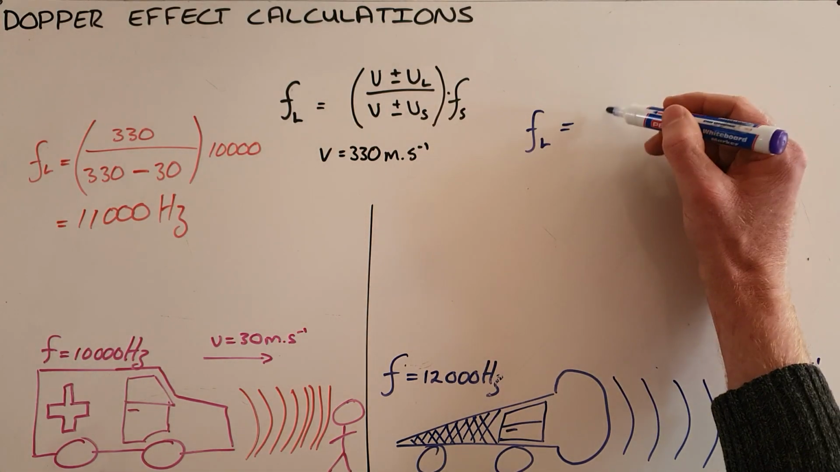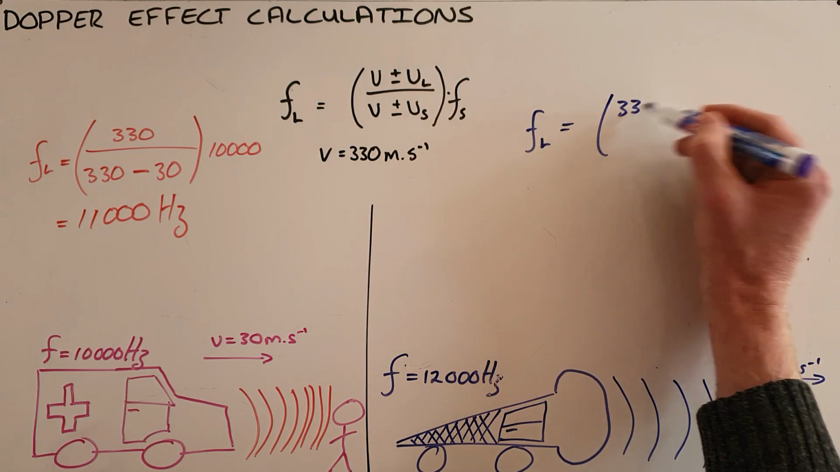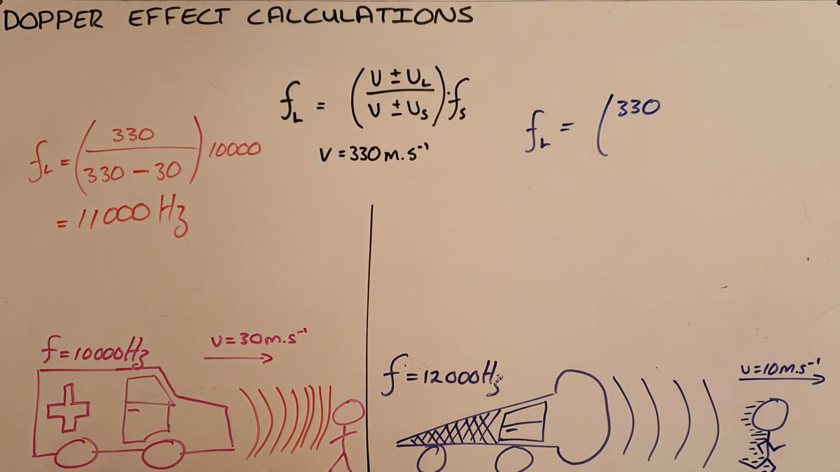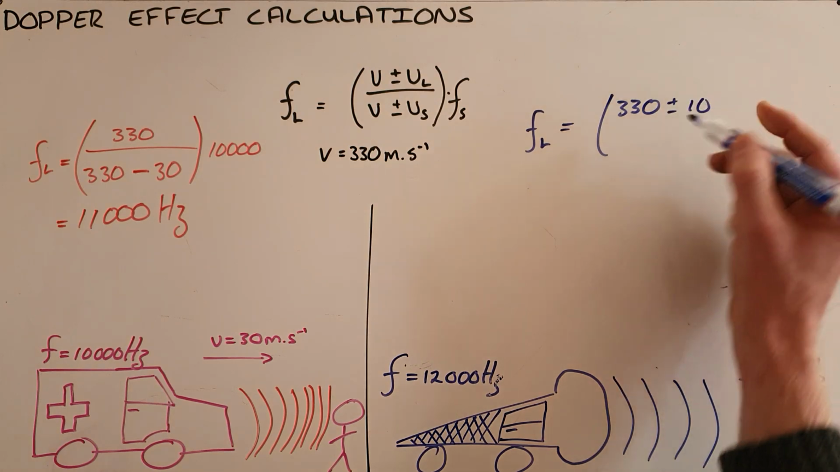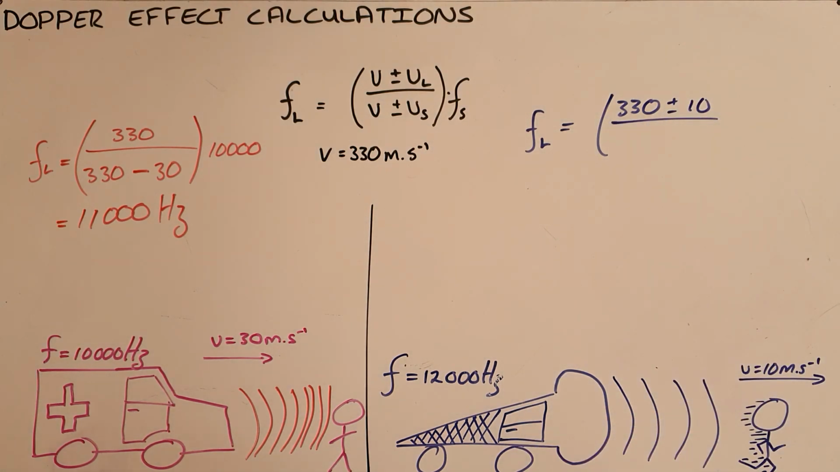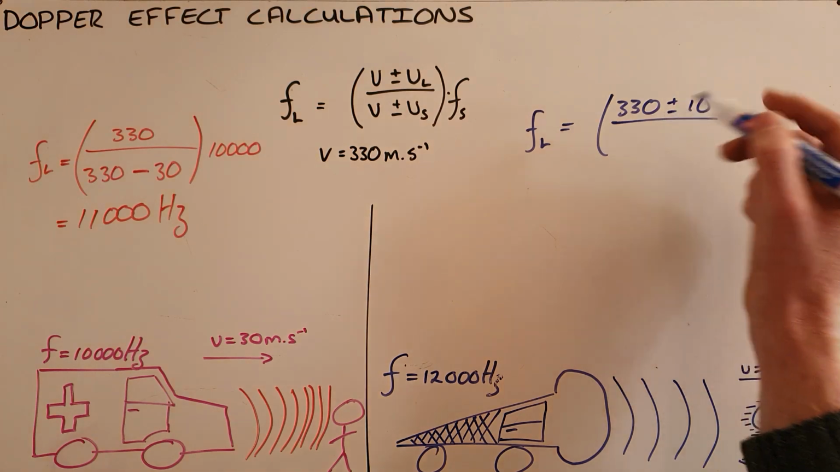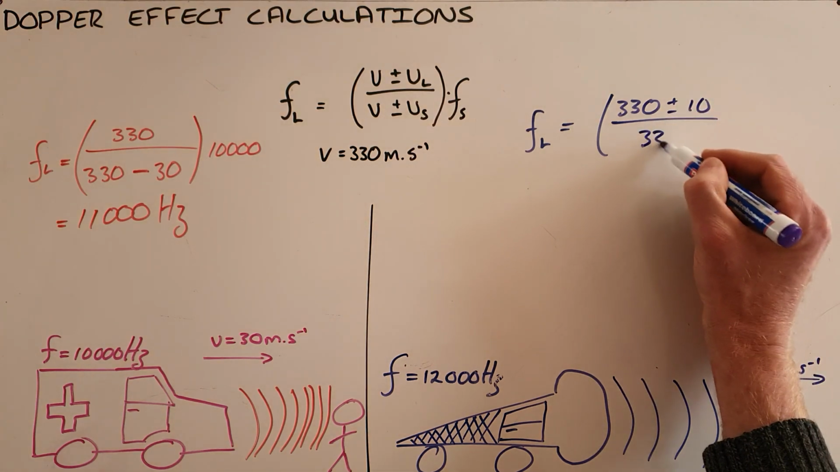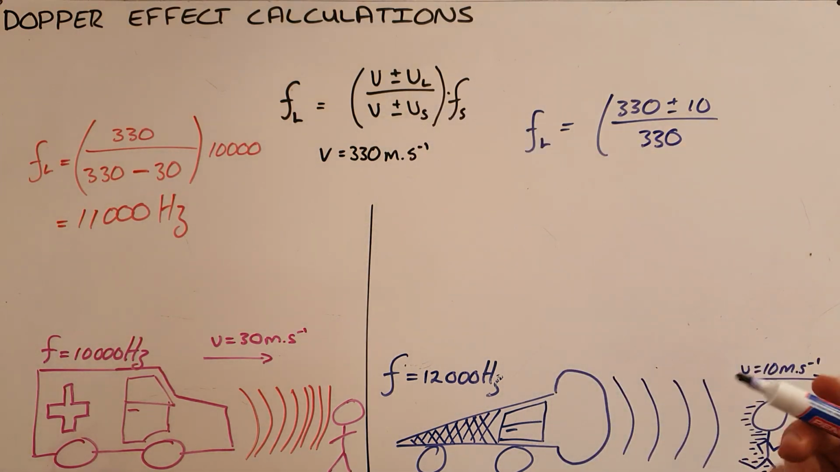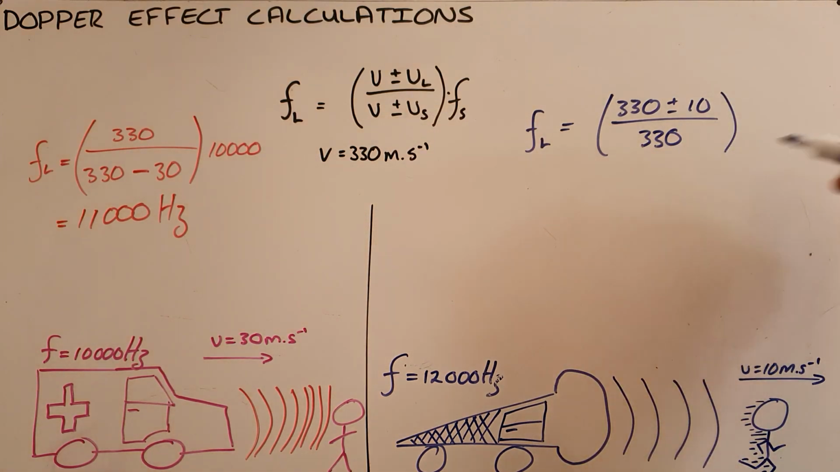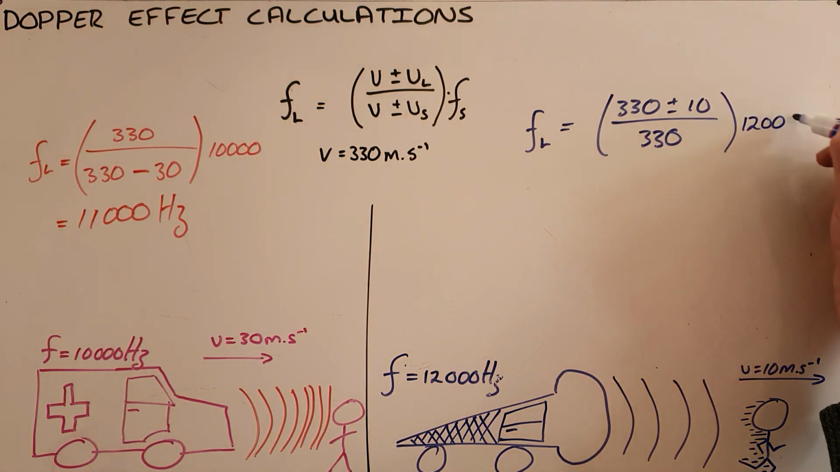And here, once more, the speed of sound in air remains a constant. The speed of this person as they move away is 10 meters per second. Once again, plus or minus, and as we said in the question, it is a stationary ice cream truck, and therefore a velocity of 330 plus the 0 velocity for that source, and then the emitted frequency of 12,000 hertz.